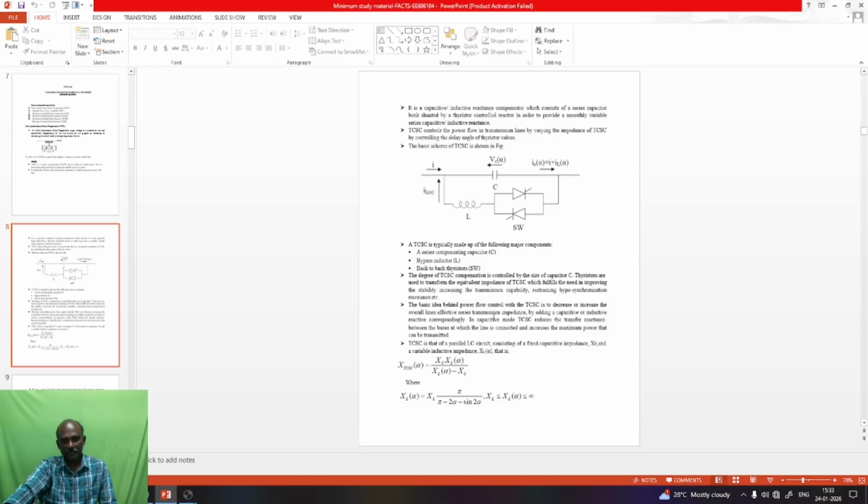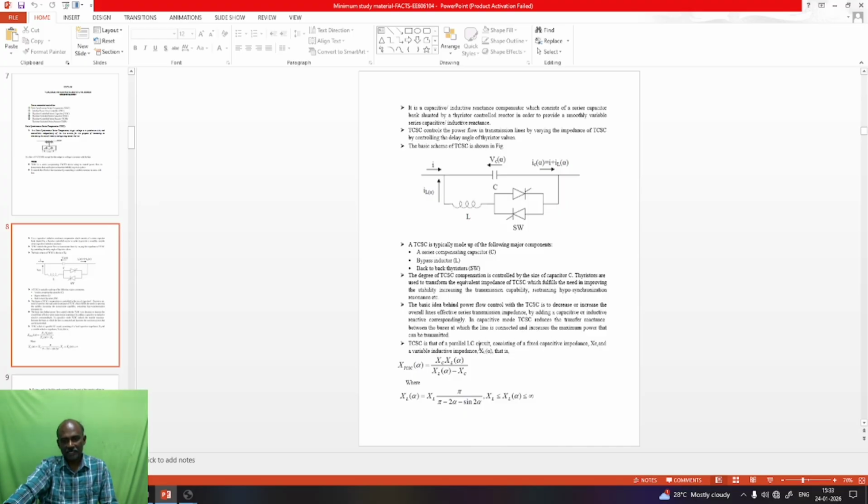The basic idea behind the power flow control of TCSC is to increase or decrease the overall effective line series transmission impedance, changing the transmission impedance by adding a capacitive or inductive reactance. In capacitive mode, TCSC reduces the transfer reactance between the buses at which the line is connected and increases the maximum power that can be transmitted. This is the purpose of the connected series capacitor.